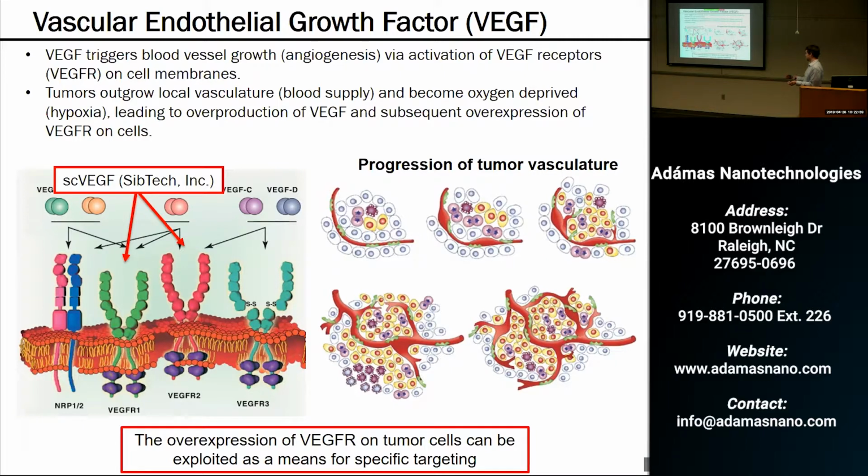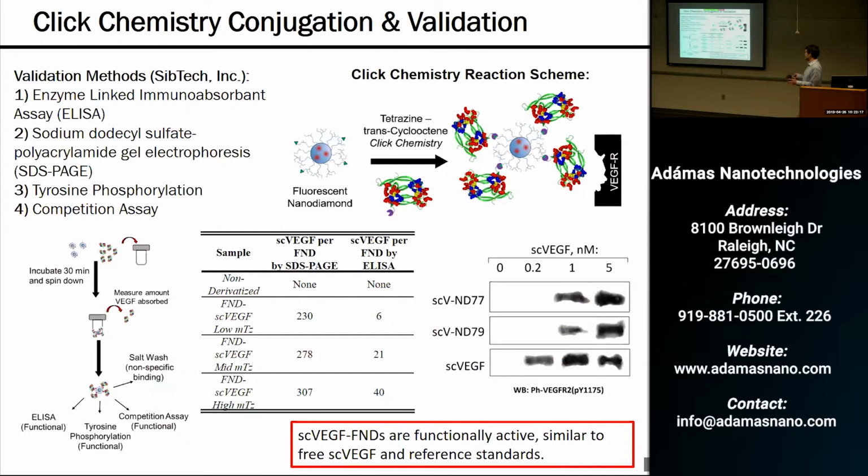continues its growth. But if we can functionalize our diamonds with VEGF, we can exploit that as a means to target these overexpressing cells, so these tumor cells. We did that via a click chemistry route, and I will not go into extensive details of that, but it essentially relies on transcyclooctane tetrazine chemistry. So it's just bioorthogonal click chemistry to attach the single chain VEGF protein to the surface of the diamonds. And we did several validations to verify that the VEGF was attached and functional.